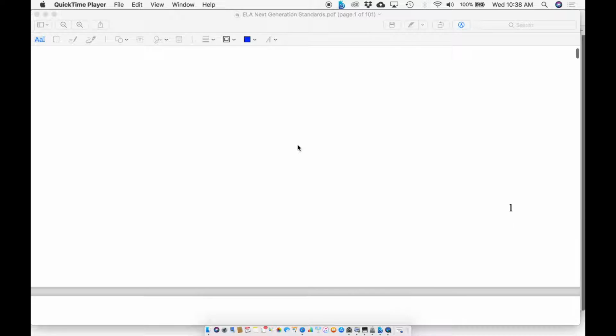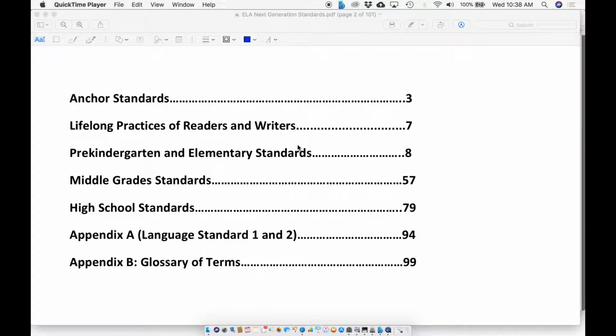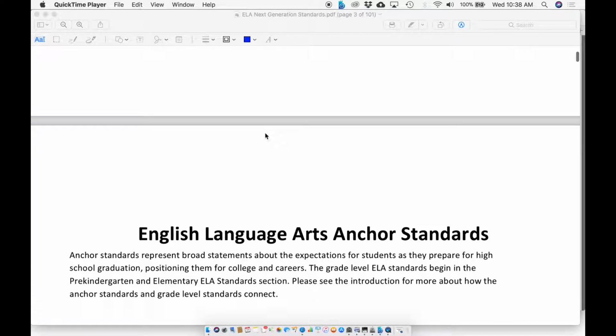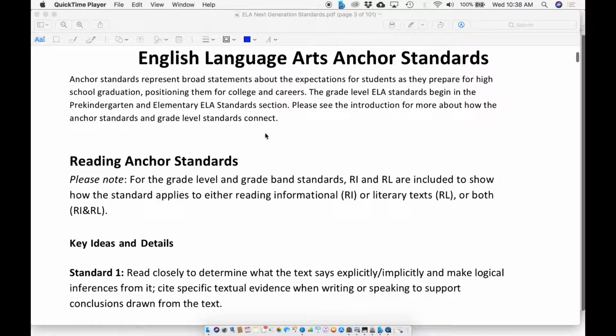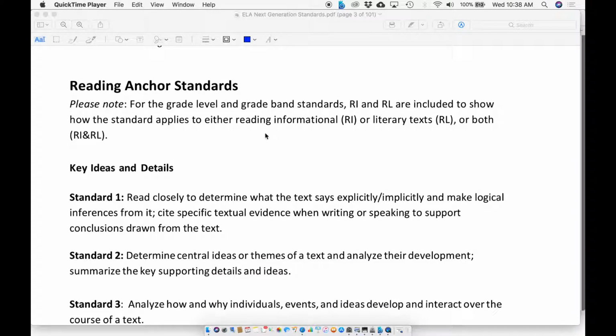I'm going to scroll up the screen. This is the actual document from New York State, and you will see that there are anchor standards, lifelong practices, and so on and so forth. We're going to focus on just a few things today because it's a lot of information and I definitely don't want to confuse you. First of all, let's take a look at the reading anchor standards, and this is going to be true for each grade level in different ways.